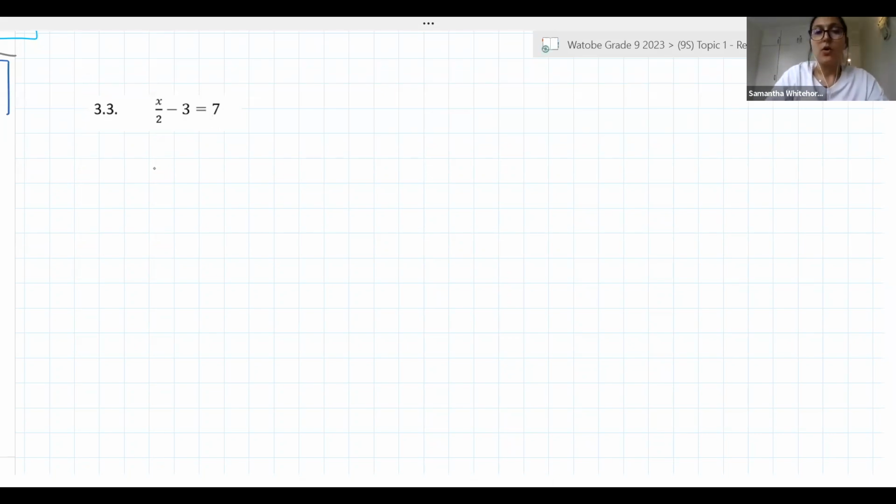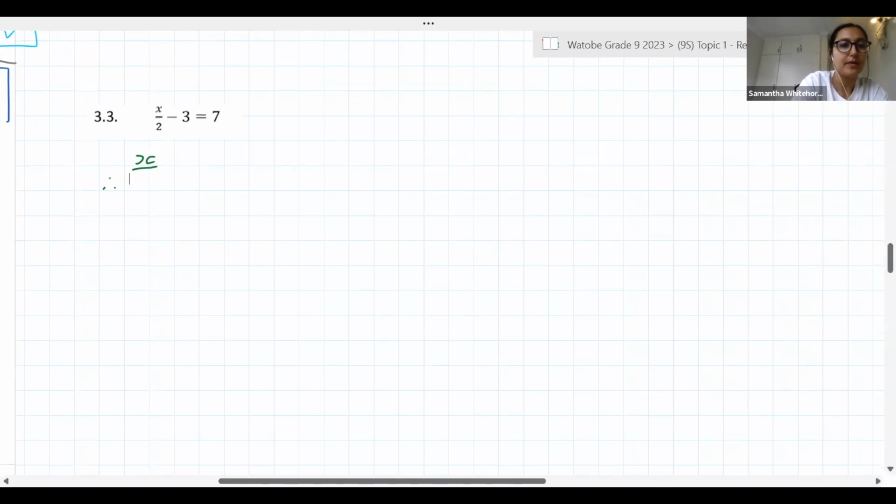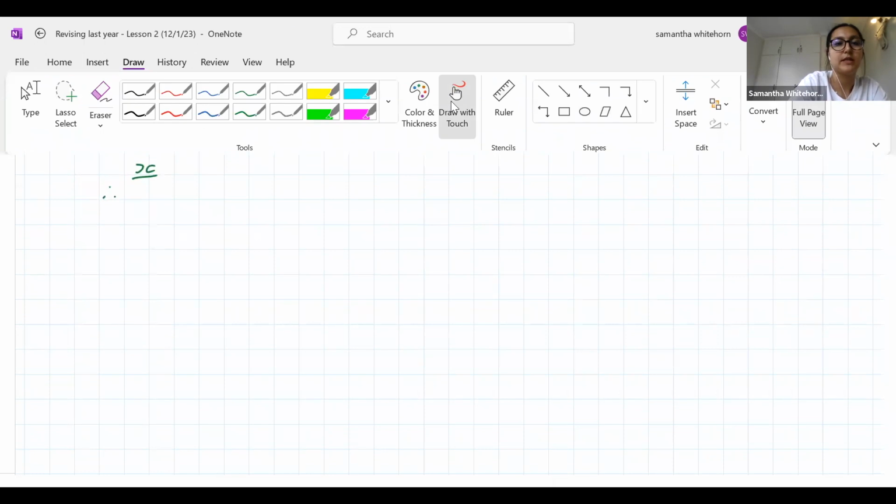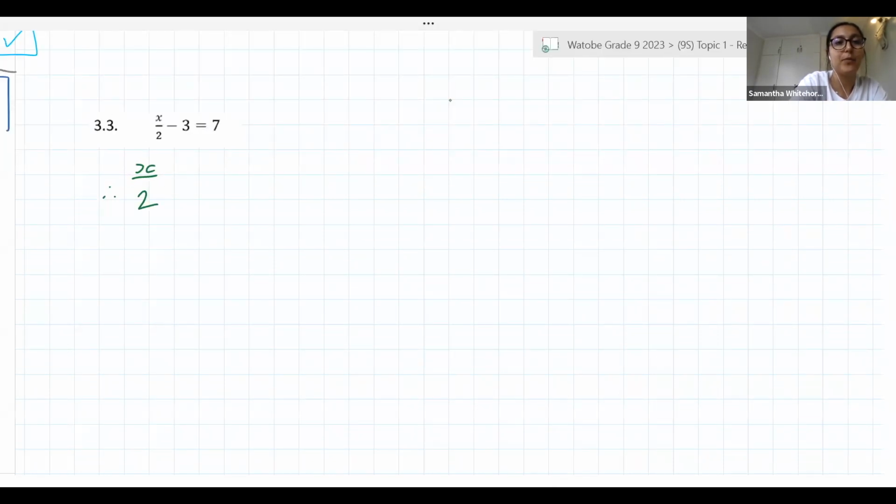Okay, so let's try this one together. You can start wherever you want. I like to just move my terms where they need to be. So I'm going to keep the x over 2 on the left-hand side because I'm fine with that. But what I am going to do is move this -3. Now to do that, I have to add 3. And so what I have is x over 2 is equal to 7 plus 3. Now we know that 7 plus 3 is equal to 10. And so we've got x over 2 is equal to 10.